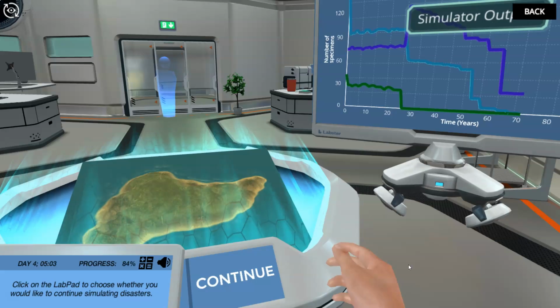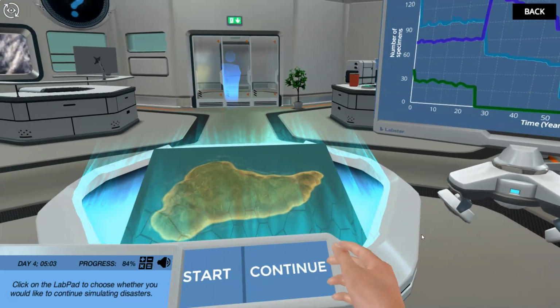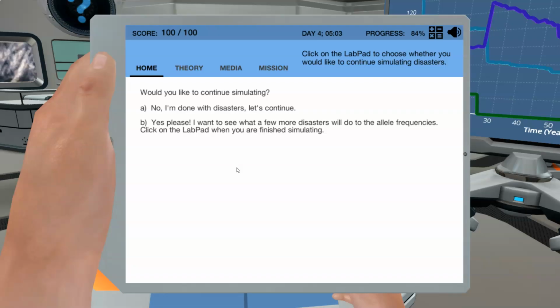Click on the lab pad to choose whether you would like to continue simulating disasters. Would you like to continue simulating?